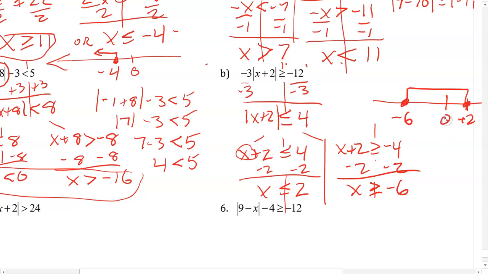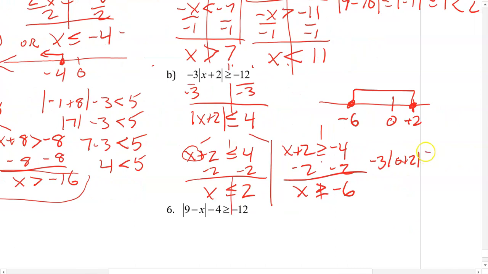We want a good round number. How about 0? We'll plug 0 in for x. We'll have negative 3 times the absolute value of 0 plus 2. We're going to check to see if that is greater than or equal to negative 12. Negative 3 times the absolute value of 0 plus 2. 0 plus 2 is 2. The absolute value of positive 2 is 2. And now we'll multiply negative 3 times 2. We get negative 6, and that is greater than or equal to negative 12.